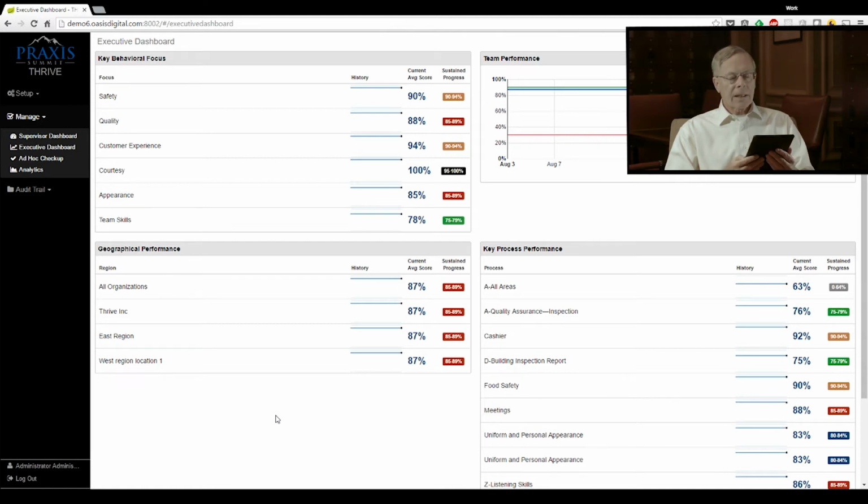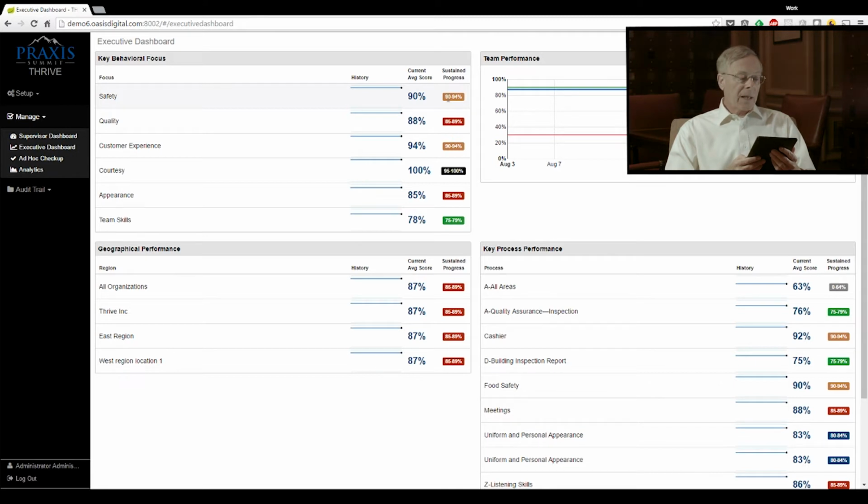For example, at the top of our dashboard, we have our key behavioral focus. These are configurable classifications of behaviors. For example, we found that safety is very important. An executive might be very focused on safety in their organization and want to see where all the safety behaviors are. So we provide the history of the checkups on safety behaviors, what the current score is, and what the sustained progress of that behavior is.